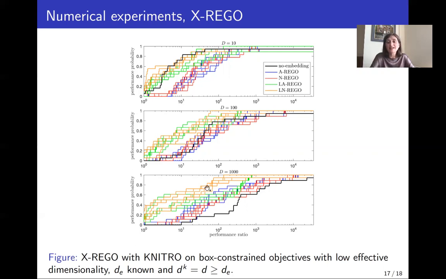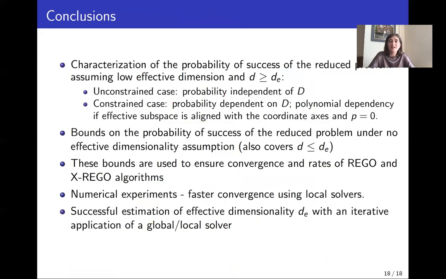And again, we see that, for example, in this plot, when the dimension is 1,000, these performance profiles here in orange and green, they correspond to local adaptive framework or fixed random framework, but again with local Nitro solver, and they beat the multi-start global Nitro of no embedding, and they also beat, in terms of success probability and evaluation counts, the global solvers in the subproblems. This local approach is, of course, not covered by our theory. However, it is very encouraging numerically.